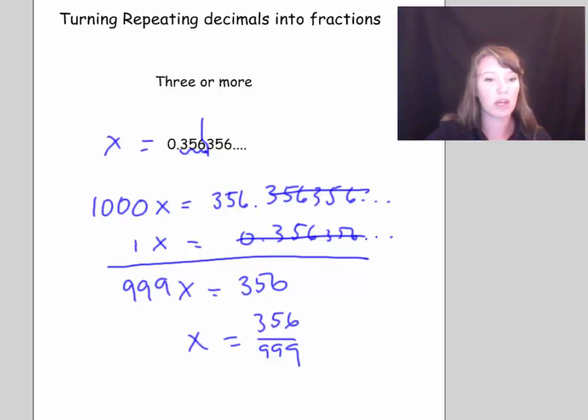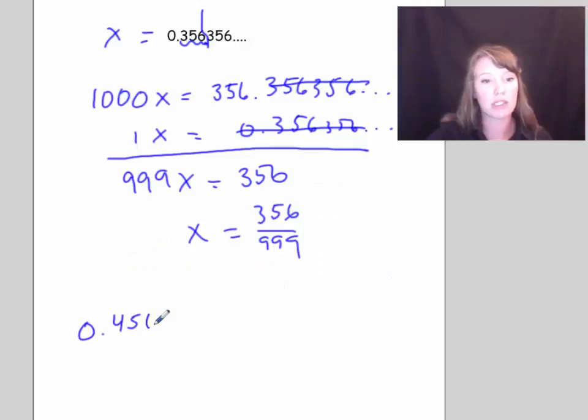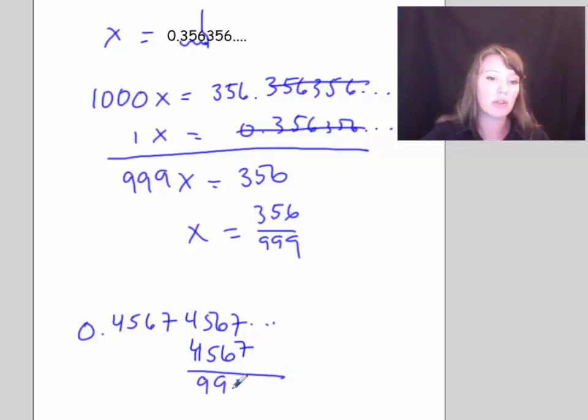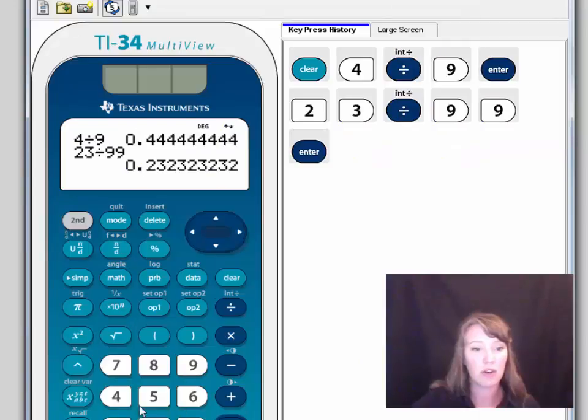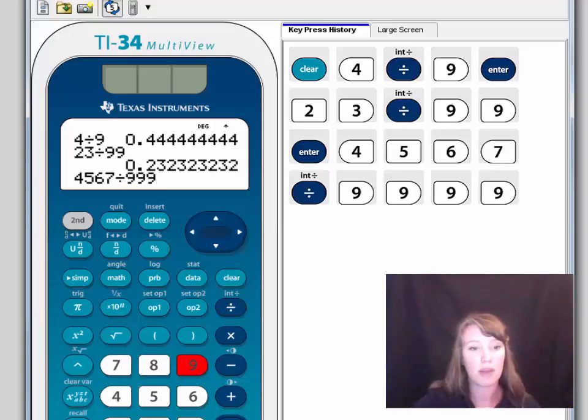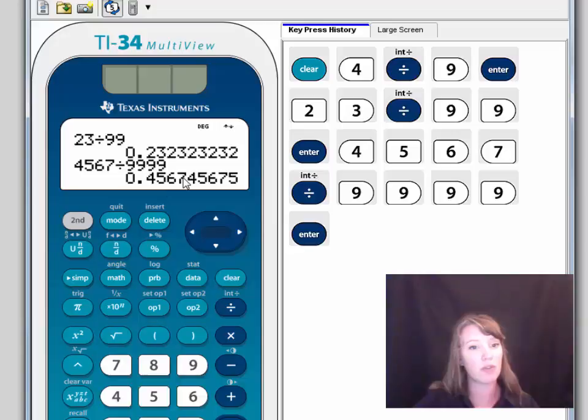Now, if 4 numbers repeated, you could think, well, let's see, 0.4567, 4567, and so on. Then I could easily transfer that to 4,567 over the amount of numbers that repeat. I use that for the amount of digits I need with my 9s here. So it would be 4,567 over 9,999. Okay, and I could check that here. And there we go. 4567, 4567, 456, and so on.